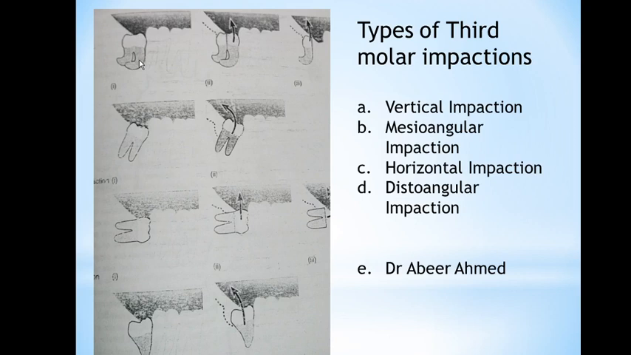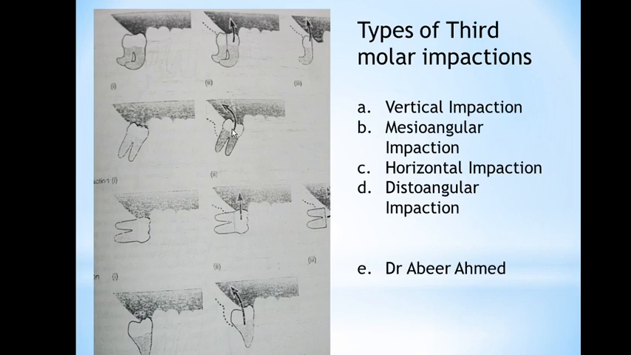So let's see how we are going to remove this molar. Vertical impaction with an unfavorable root morphology requiring bone removal and vertical sectioning. Can you see what we are going to do? We're going to require bone removal. We're going to remove this bone, and make vertical sectioning of the root or the tooth. And then it's very easy to remove with the elevator. It's really easy after you section it with the burrs.